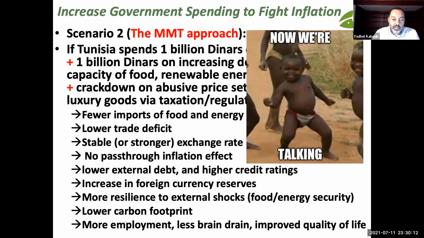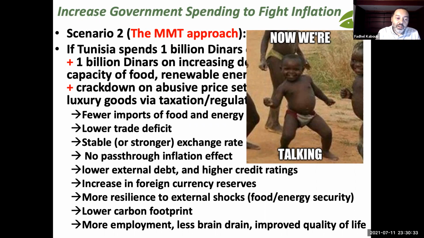Now we're talking. Instead of going into an austerity vicious cycle, now we're talking about this same $2 billion worth of spending, but applied differently, doesn't produce all the negative effects, doesn't produce the vicious cycle, it produces a virtuous cycle.